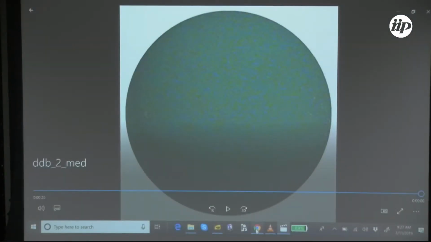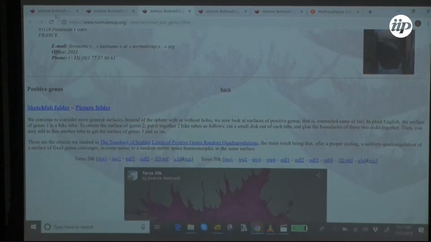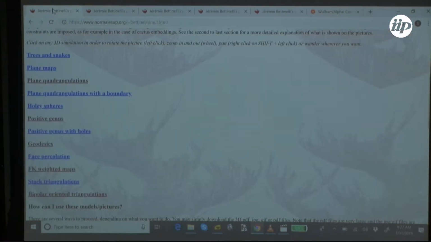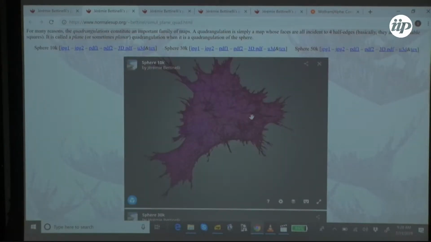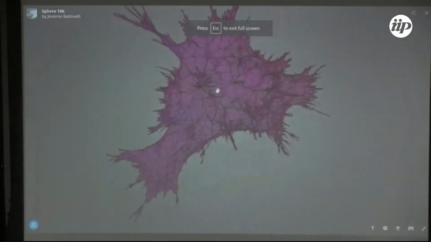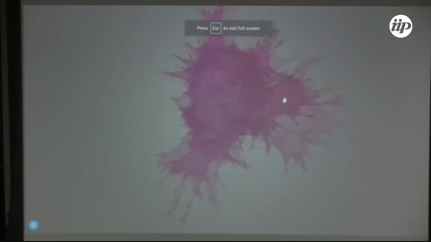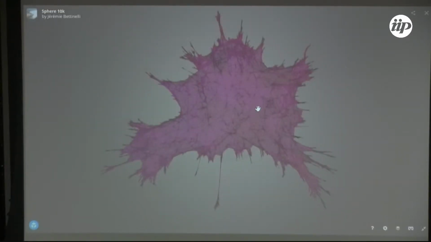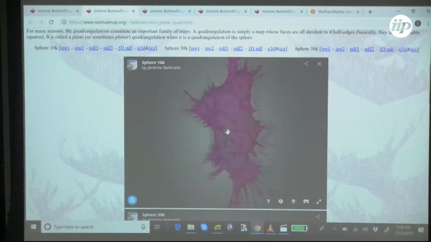Okay, so for anyone who was lost before, wake up. It's movie time now. These are made by Jeremy Bettinelli. And here's a picture of one of these planar maps. Okay, and you see it has this crazy wild fractal structure to it. They're very, very beautiful, these things.